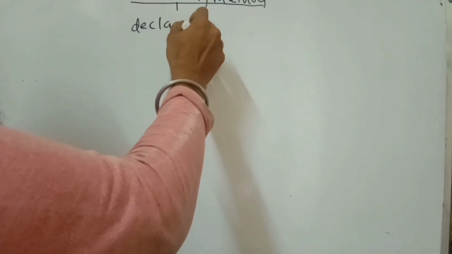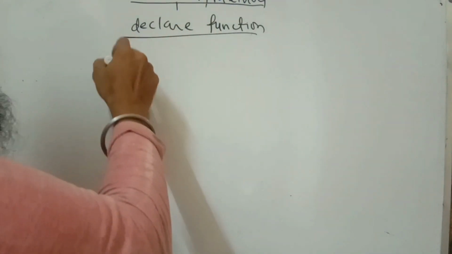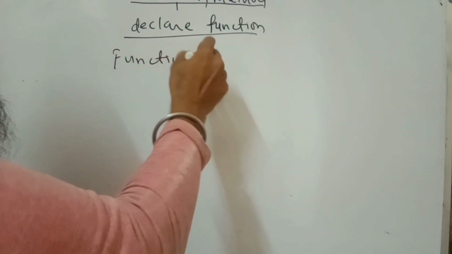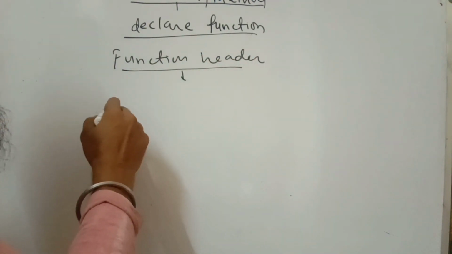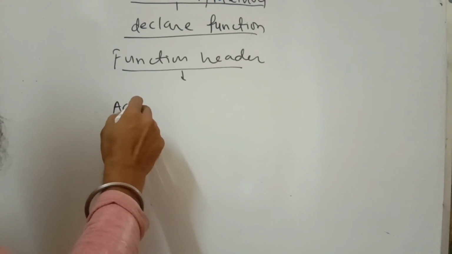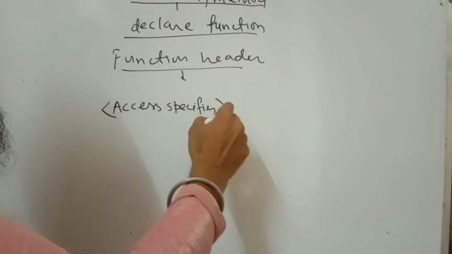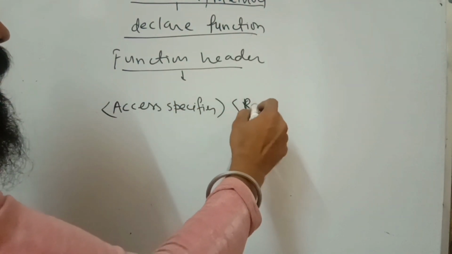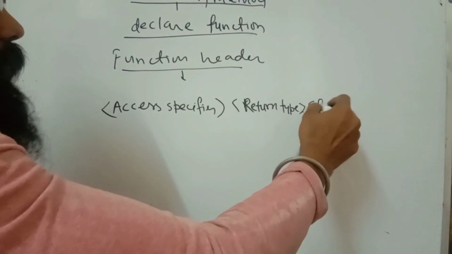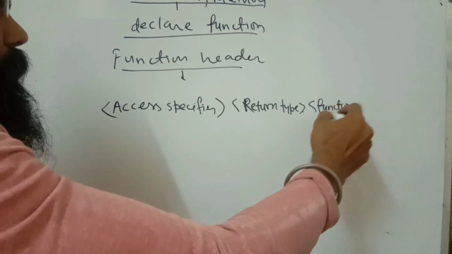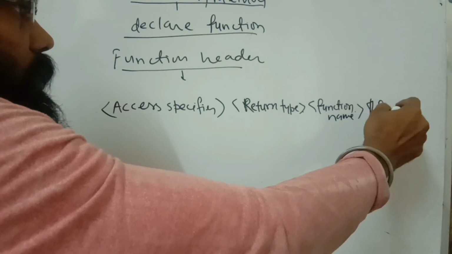For declaring the function, you write the function header. For the function header you write the format like this. First of all you write the access specifier. After that write the return type. After that write the function name. After that write the function parameter or function signature.